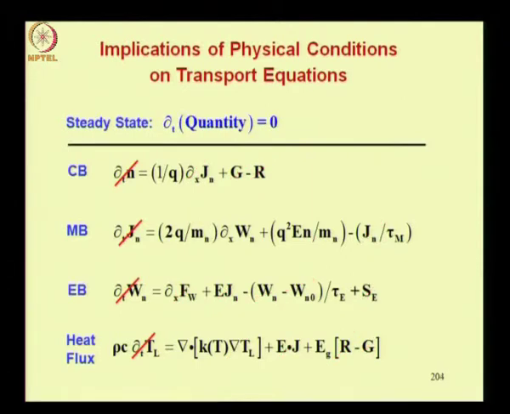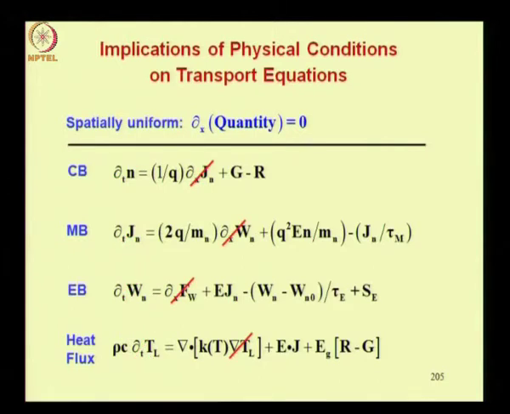Let us take the next important condition, namely the steady state. In this case all time derivatives go to 0, time derivative of all quantities, dou by dou t of any quantity is 0. So what is happening is the left hand side of all these equations is being set to 0.